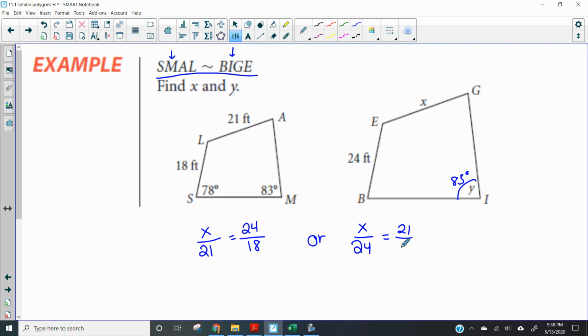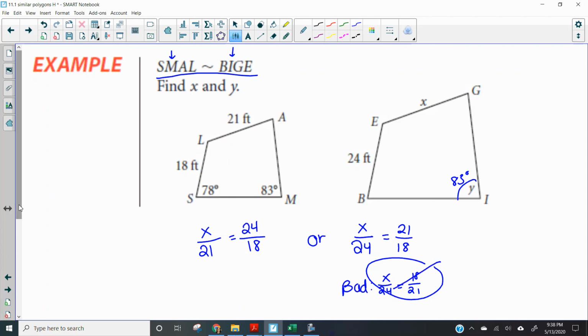What I don't want to do is get that all jumbled around. This would be a bad one, right? We talked the other day about setting up bad ratios. So if I do x over 24, and then I try to set up 18 over 21, you see the issue there? Okay, so this one is bad. Do not set that up.